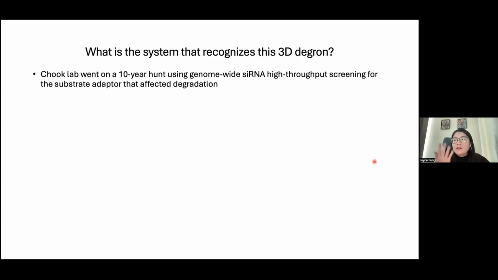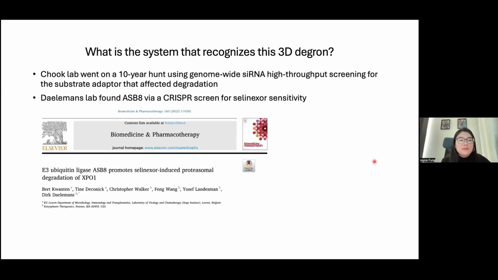And while we got the list of putative targets and were trying to validate them all, the Dahlman's lab found ASB8 as the ubiquitin ligase that actually promotes the degradation. And they used an entirely different method. They had a CRISPR screen, and they weren't even screening for Expo1 levels in the beginning. They were screening for selinexor sensitivity, so how effectively selinexor is killing the cells.